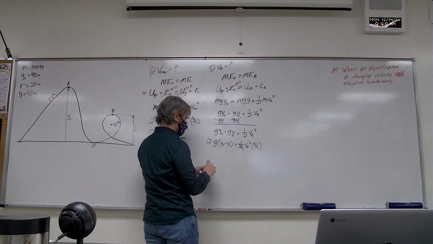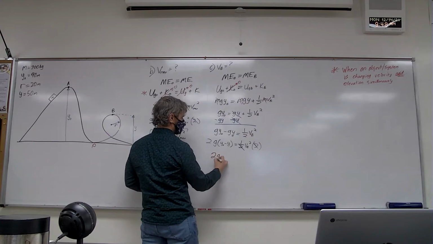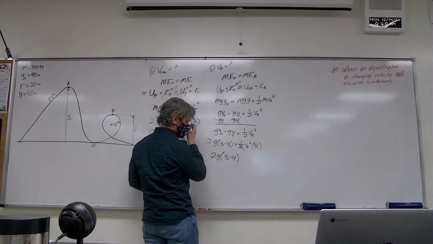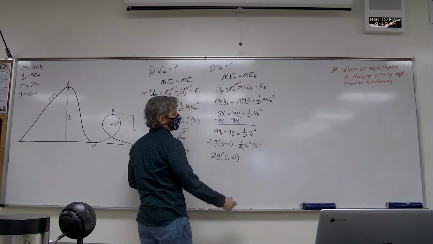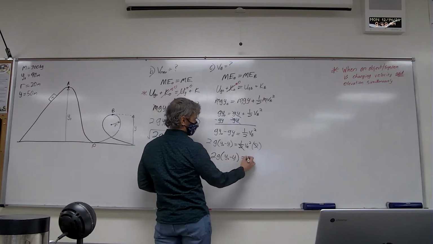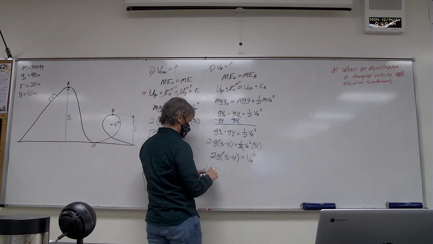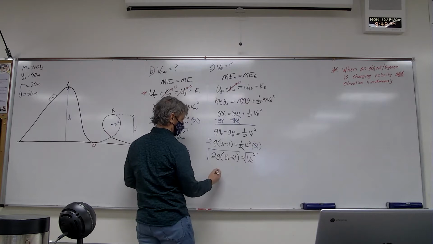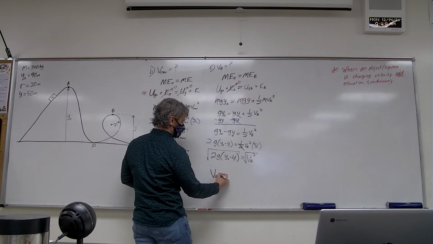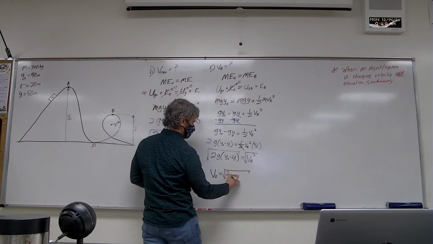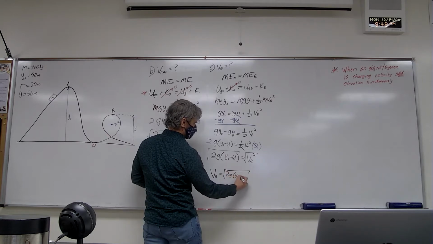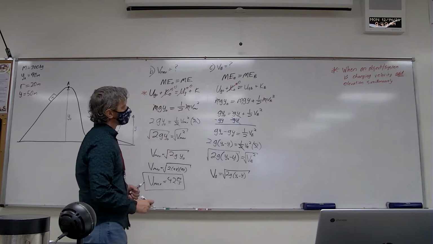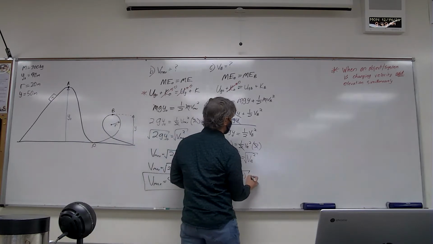Multiply both sides by 2. 2 times the acceleration due to gravity times the difference between our initial and final positions equals velocity at point B squared. And then I just square root both sides. And I get that the velocity at point B equals the square root of 2g times the initial position minus the final position. And then I just plug and check.